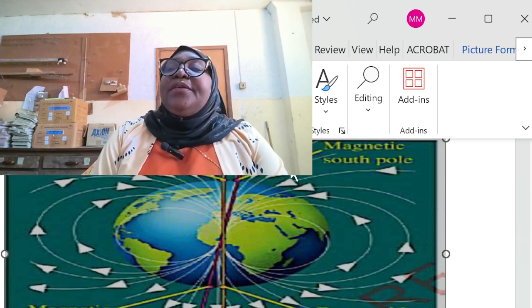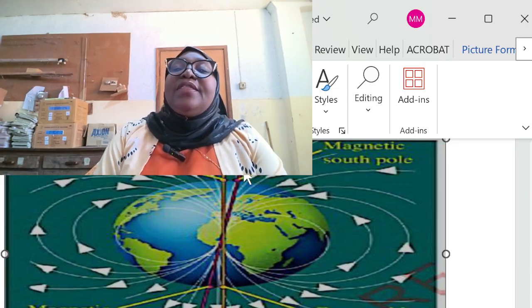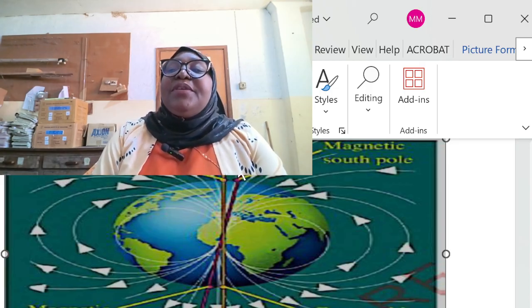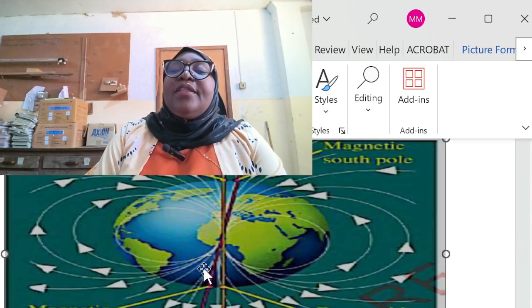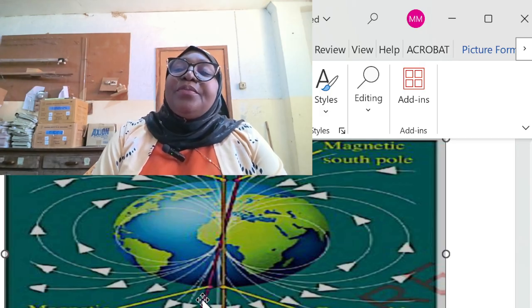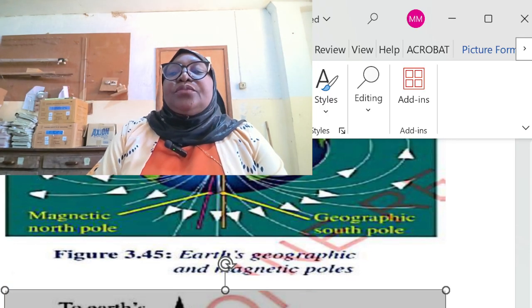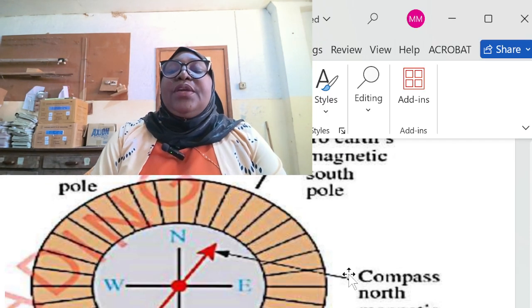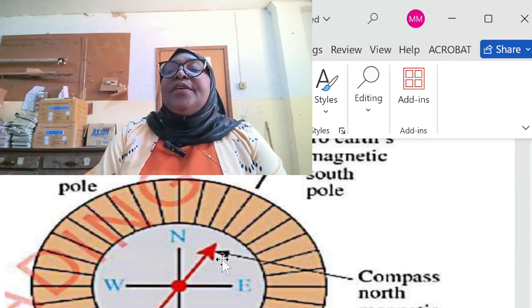The magnetic south pole is pointing in the northern hemisphere, while the magnetic north pole is pointing in the southern hemisphere. Also here is a compass which shows the direction of the magnetic field.